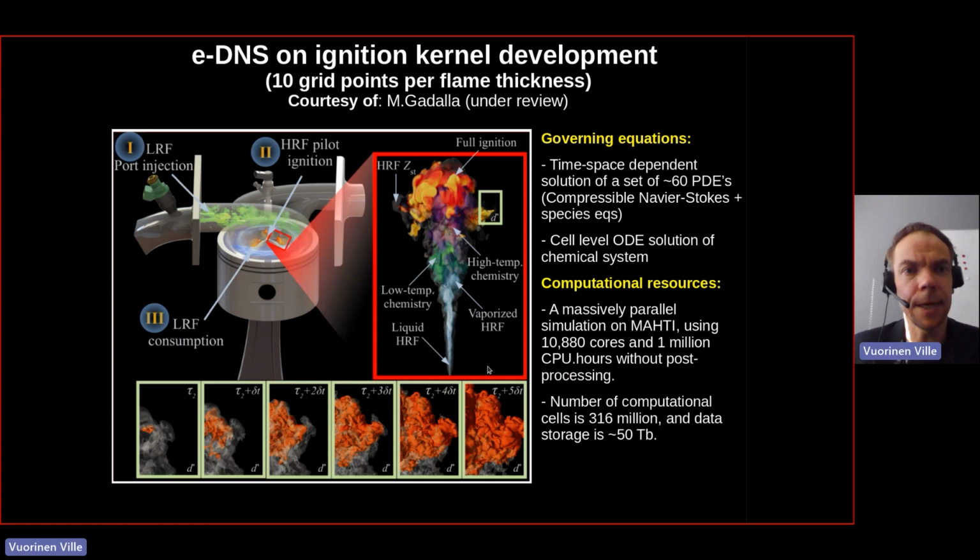And in these e-DNS simulations, we study the ignition kernel development, and we have 10 grid points per flame thickness to actually resolve the potentially appearing premixed flame. And here in the bottom part, you see how the flame kernel is growing. But this is still a question: is this ignition or is it the premixed flame? And as a remark, these are really massively parallel simulations on a supercomputer requiring very, very large data storage space as well, 50 terabytes or so.